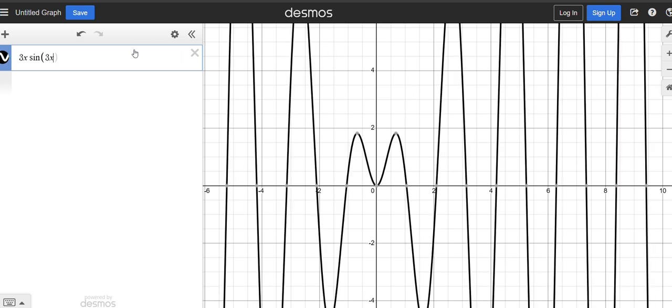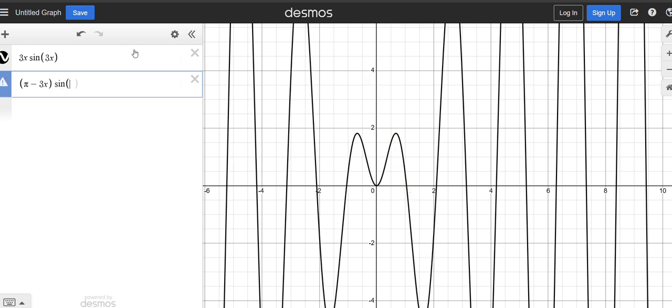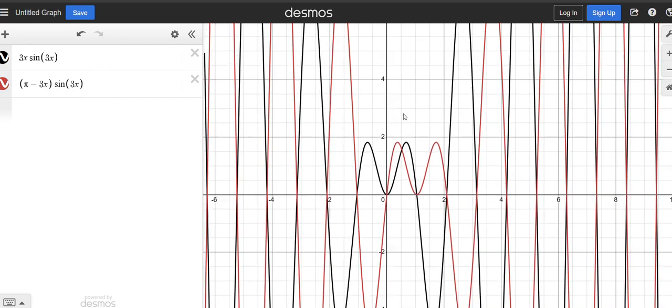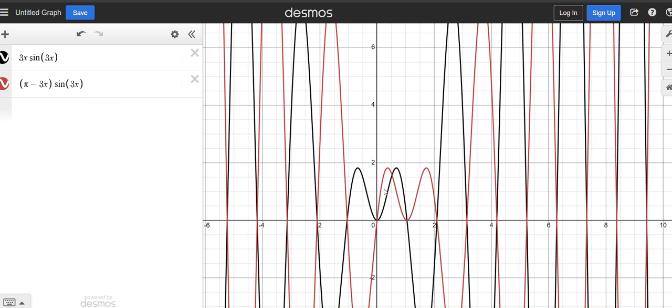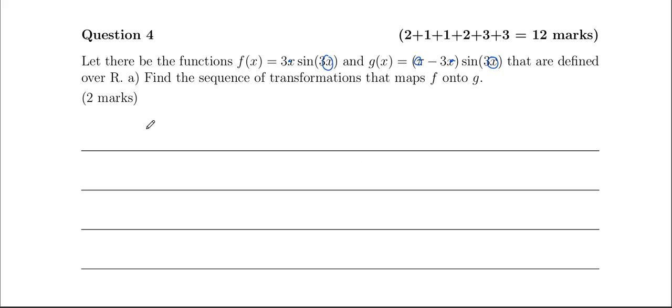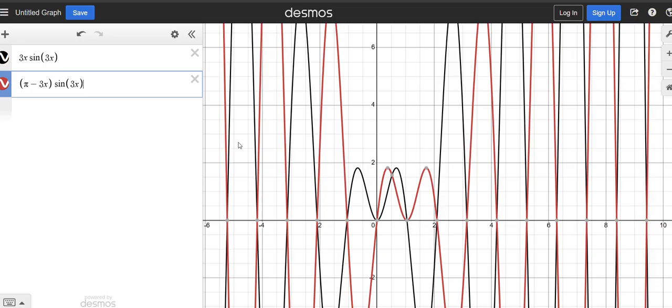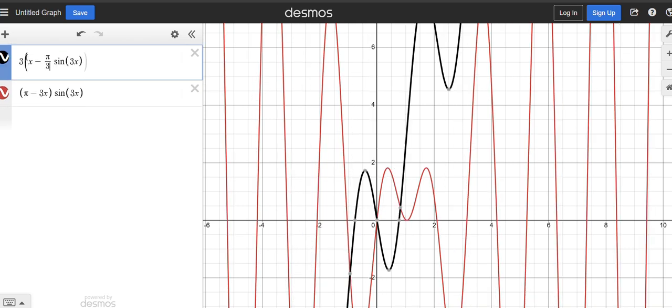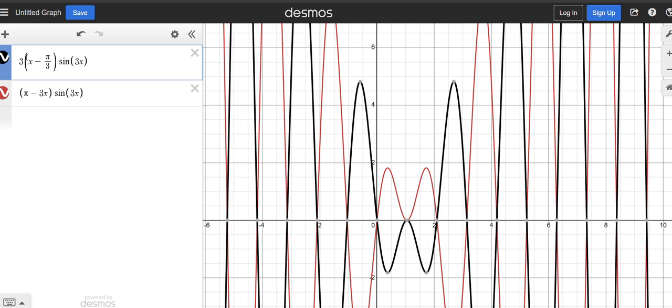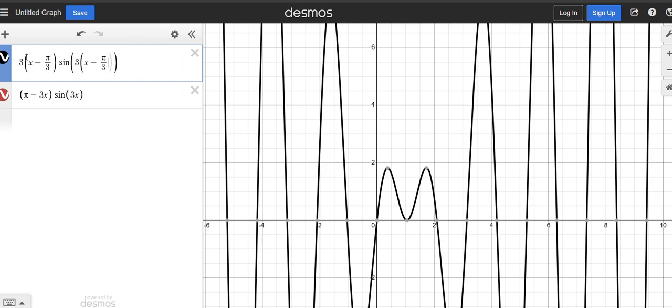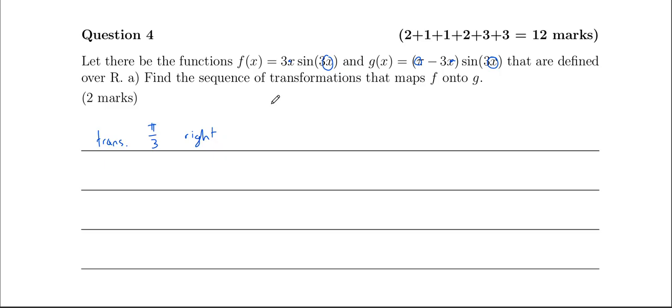3x sine of 3x, and then pi minus 3x sine 3x. Oh, and as you can see, it is literally just a translation of precisely pi on 3 to the right. So translation pi on 3 units right. And we can check this by going minus pi on 3, minus pi on 3. And as you can see, they line up perfectly.